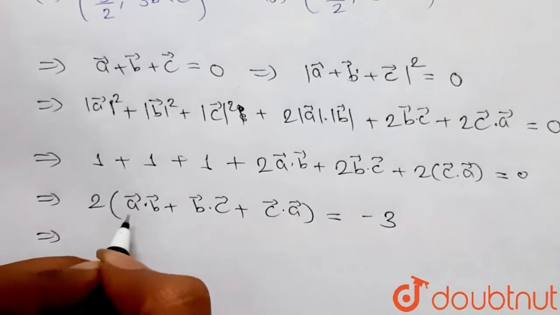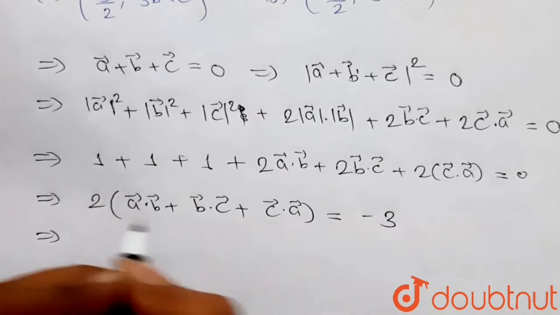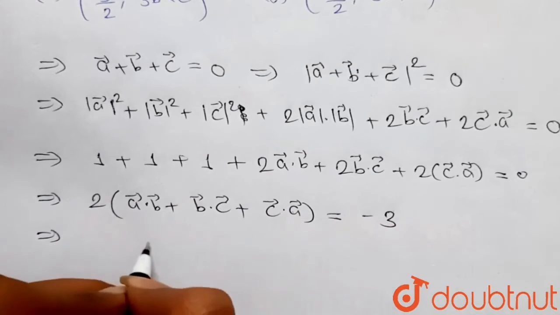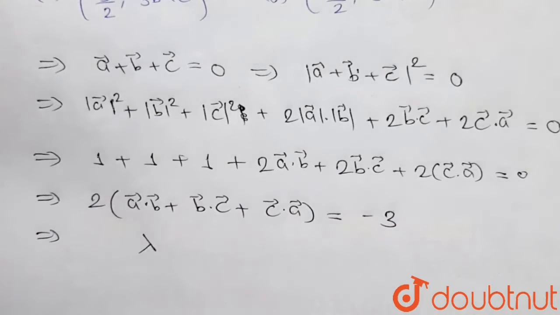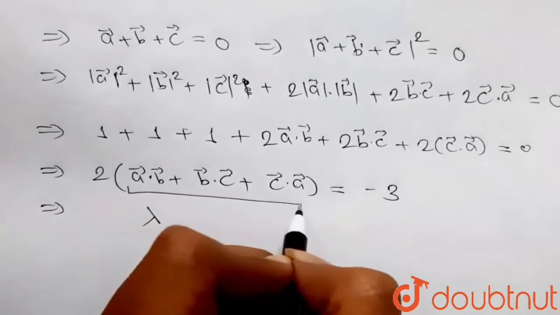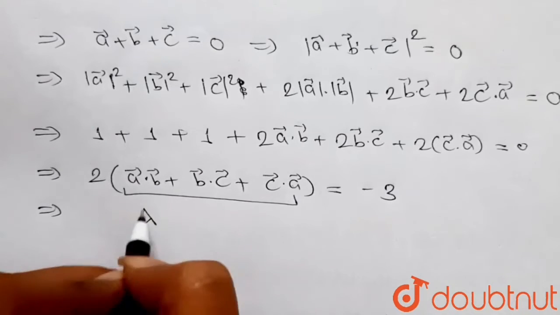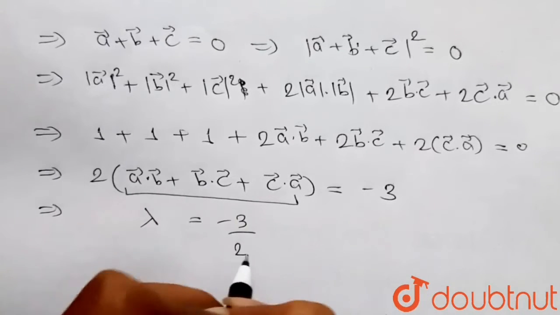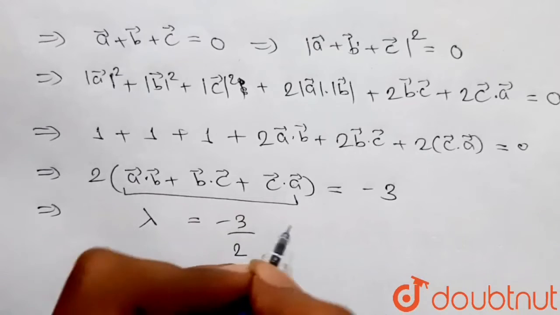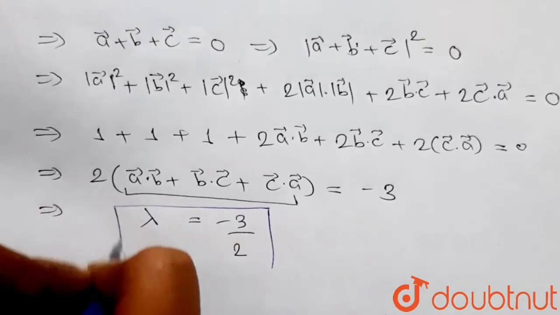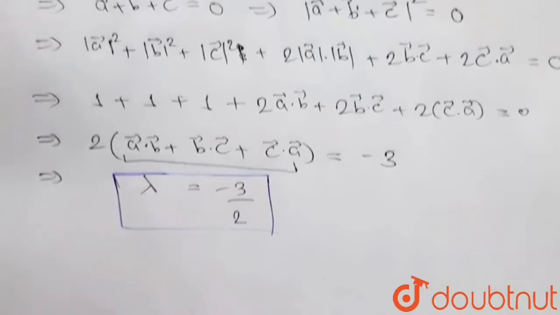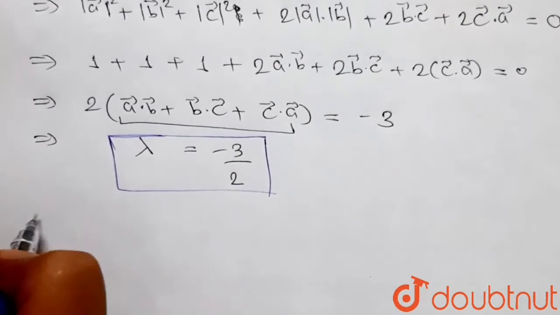So we finally have this thing, that is vector A dot vector B plus vector B dot vector C plus vector C dot vector A as lambda, right? It is given to us in the question that this thing is equal to lambda. So this lambda will be equal to minus 3 divided by 2. So we finally have the value of lambda as minus 3 by 2. Okay, so this will be one of our answers. Now let's find out the value of vector D.